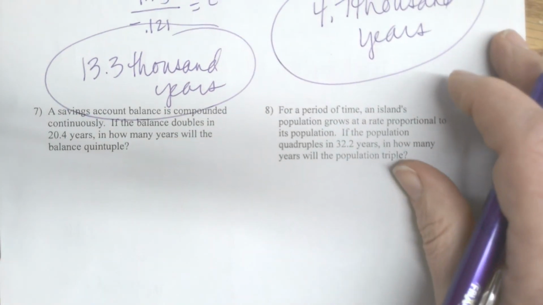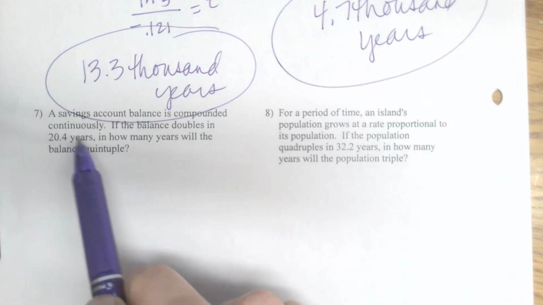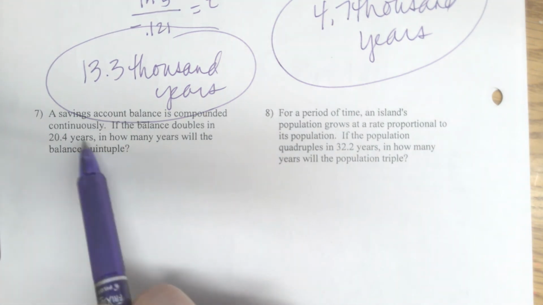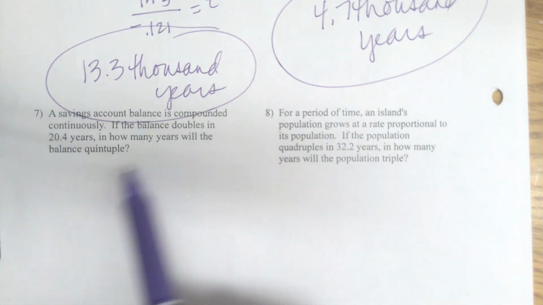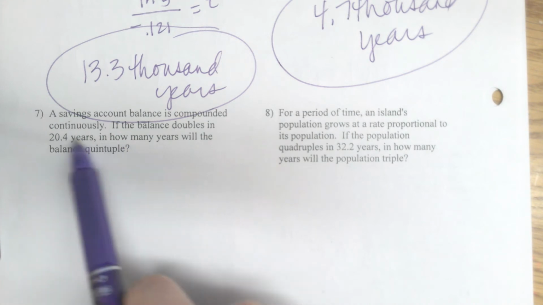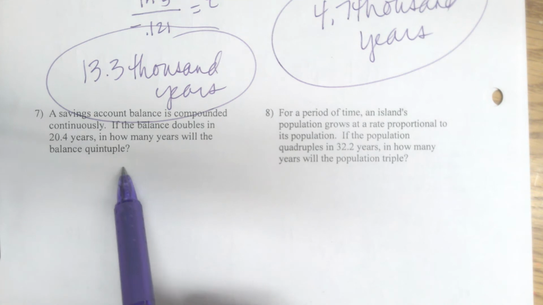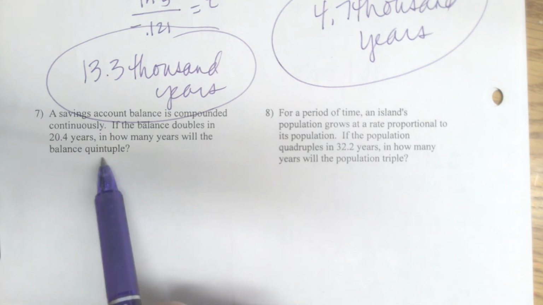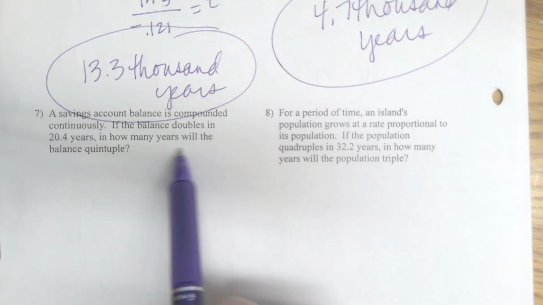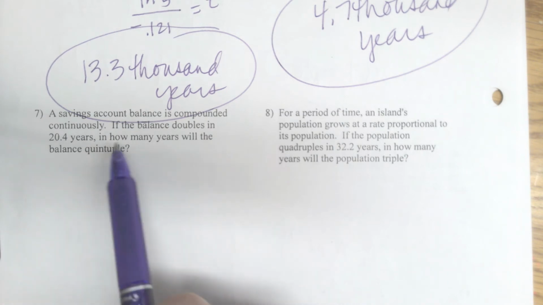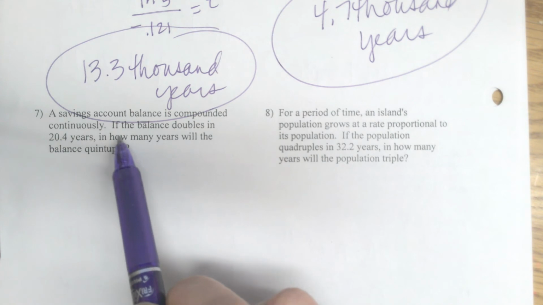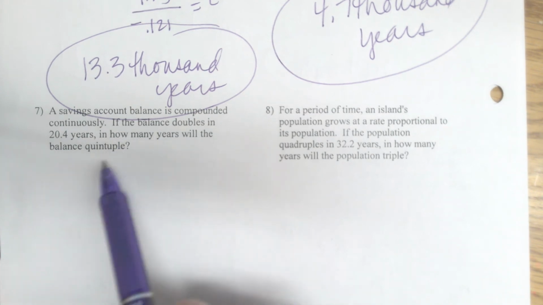Down to our last two, and sometimes we're going to have to do two problems to work our way through. In this one, they're telling me that it doubles in this amount of time. I need to figure out how long it's going to quintuple. Quintuple, remember, is 5 times the amount. So I have to set this up twice. I don't have a rate. I need to figure it out.